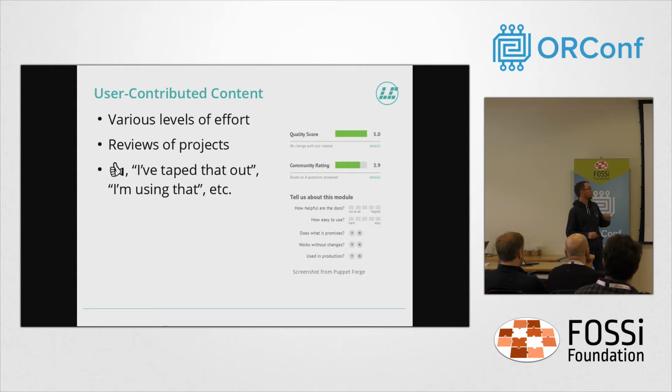So what we will have a look at is metrics that are coming from user-contributed content. This can go in various levels of effort. We are looking into providing people the opportunity to write full-fledged reviews, like Amazon product reviews, a couple of paragraphs, things like that. But that's obviously a lot of effort for you to write. So there are other ways to get involved and say, I like this or didn't like this, I've taped this out, or I'm using that, things like that.